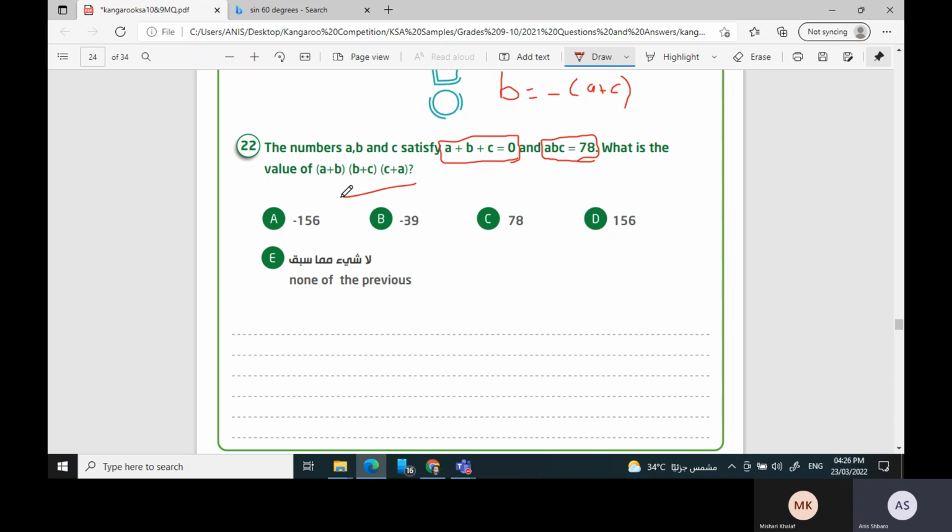Okay. When you are dealing with algebra, look at the final answer. So (A plus B) multiplied by (B plus C) multiplied by (C plus A). Okay, can you relate them? Can you combine this up to this down?